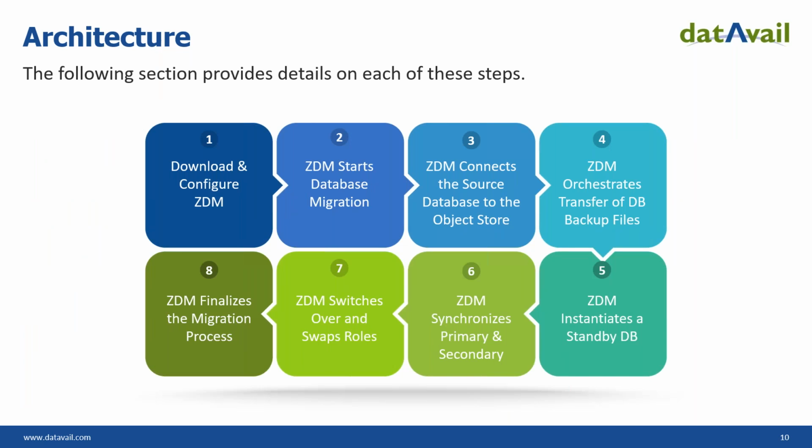Next one is architecture, how it follows the process. First, we need to download, install and configure the ZDM, then start the database migration. When we start the database migration, it connects to the source database and to the object store where we can take a backup. Then it transfers the backup files, instantiates the standby database, and ZDM synchronizes primary and secondary. It is in sync mode until we do the final cutover. So there is an option that you sync the database and you decide when you want to cut over. That's the beauty of this ZDM. And then it switches over the roles between the source and target database. ZDM will finalize the migration process and complete it. So that's how it works.